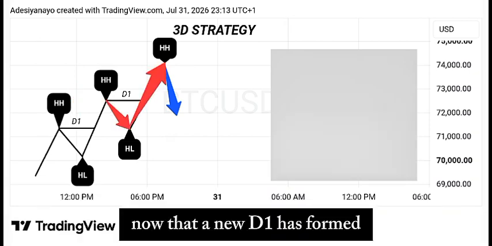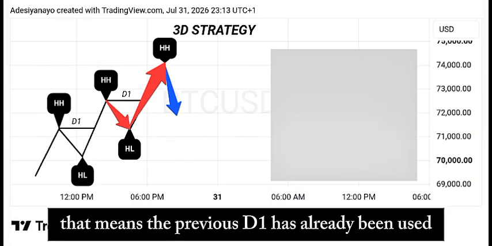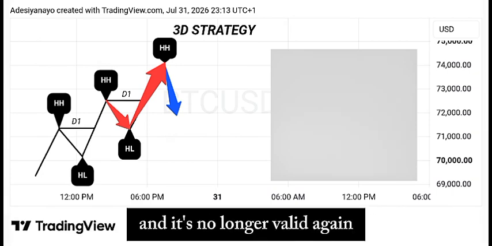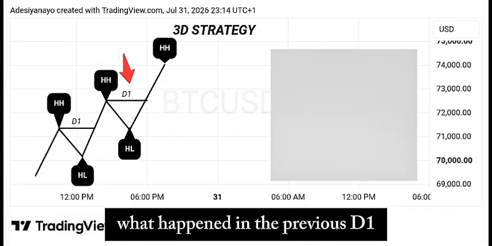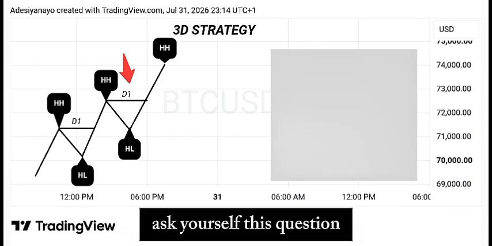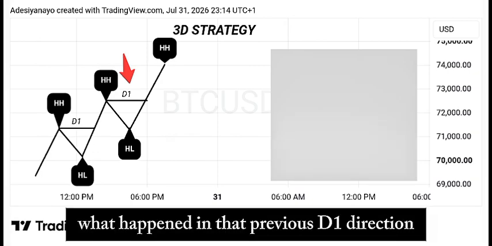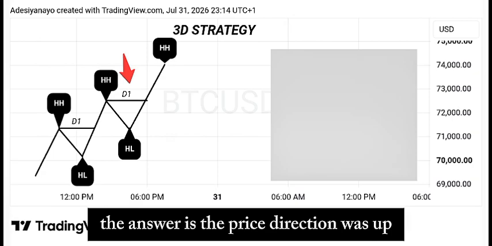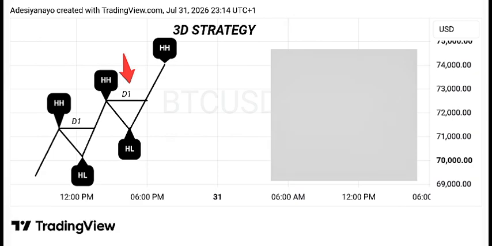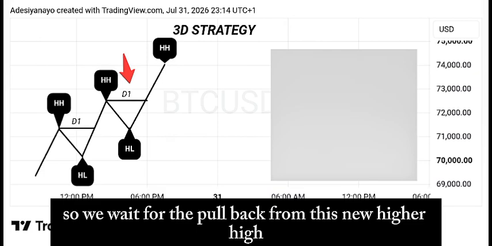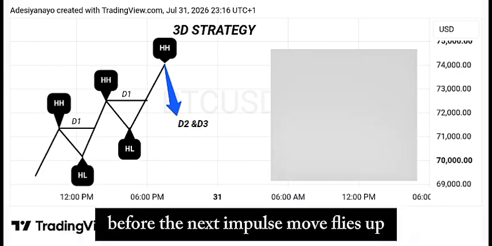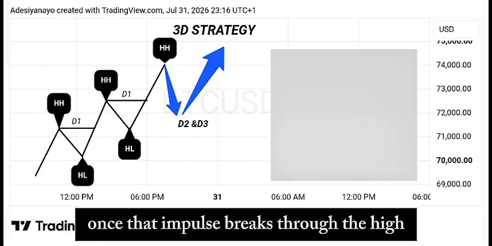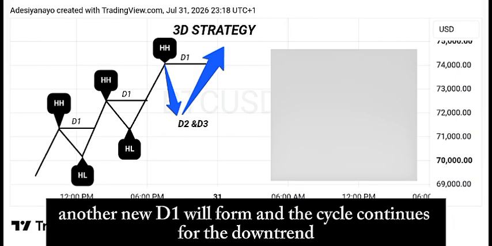previous high. Now that a new D1 has formed, that means the previous D1 has already been used, and it's no longer valid again. What we do now is to be expecting this new D1 to repeat what happened in the previous D1. Ask yourself this question: what happened in that previous D1 direction? The answer is, the price direction was up, and we anticipated price to go up. So we wait for the pullback from this new higher high. Inside this pullback is where we are going to find and confirm our D2 and D3, before the next impulse move flies up. Once that impulse breaks through the high, another new D1 will form.